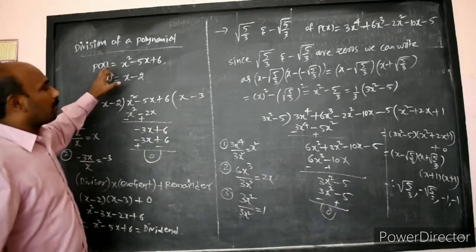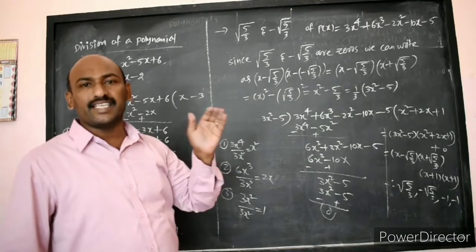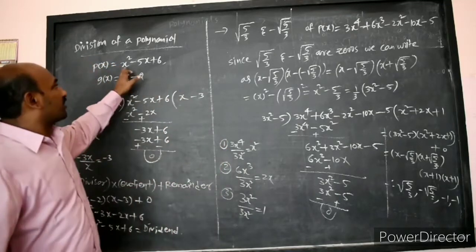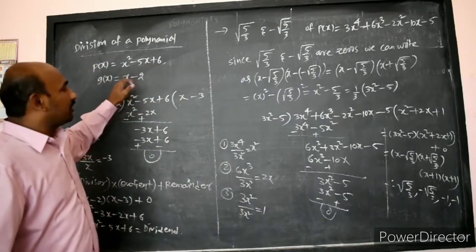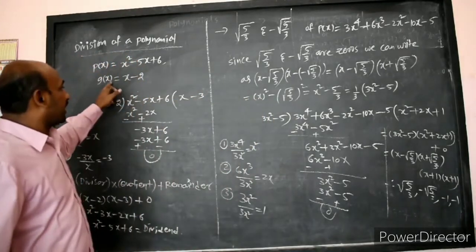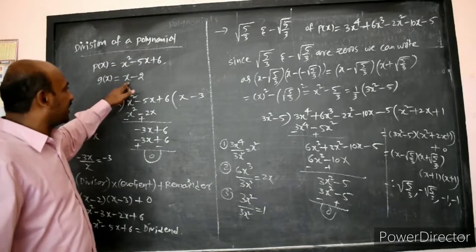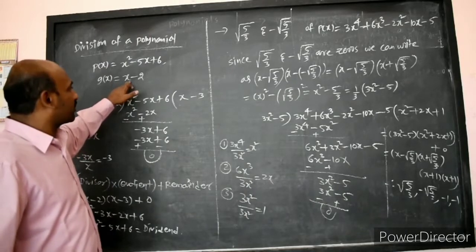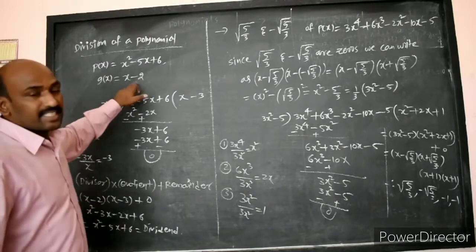First of all, for the polynomial p(x), we need to check whether it is in descending powers or not: x square minus 5x plus 6. If the descending power is not there, then you arrange it in descending order. And the second polynomial, g(x), we also need to check whether it is in descending order or not: x minus 2. It is in descending order.